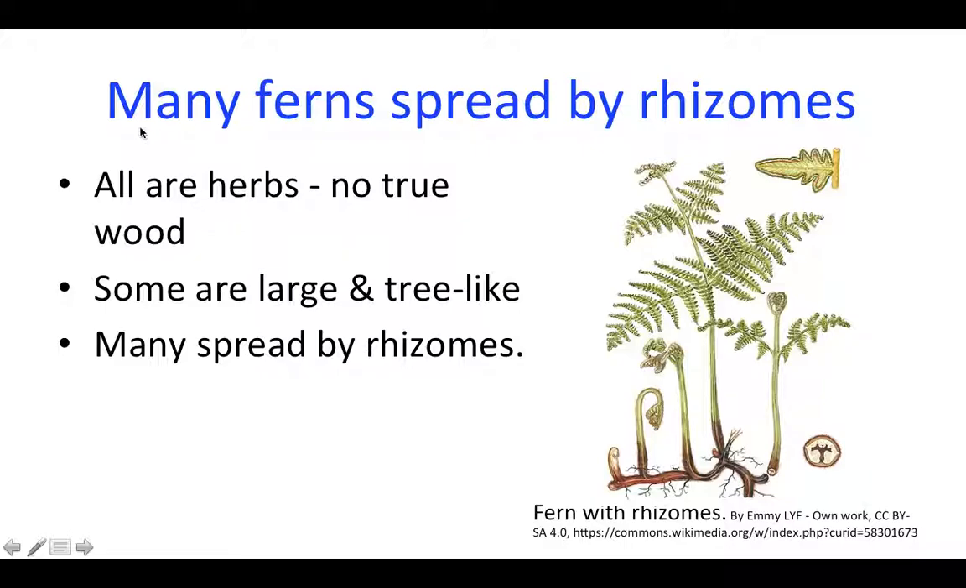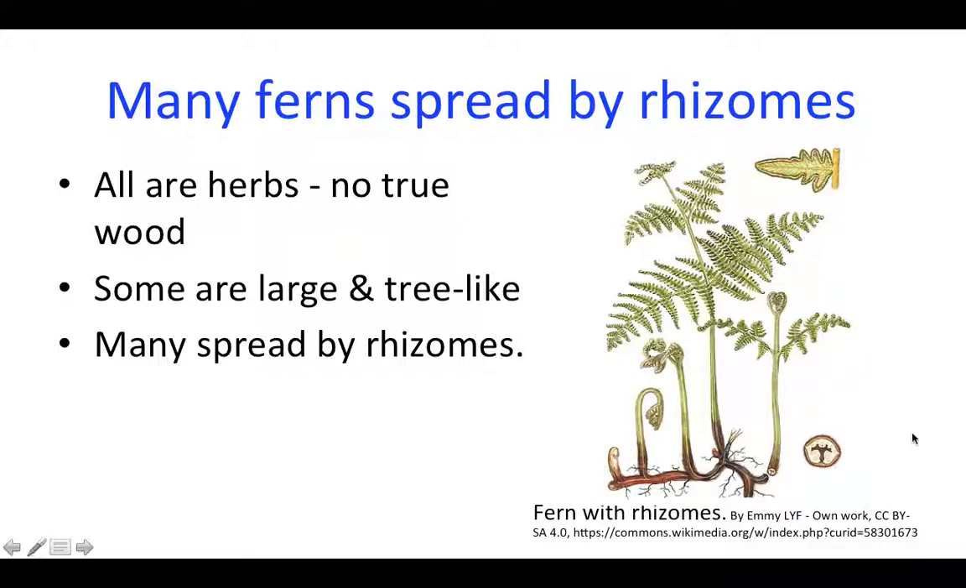To continue on that idea that many ferns spread by rhizomes, I'll first remind you that all ferns are herbs. None of them make true wood, and we've talked about that already, even though many are tree-like. As we said, when they spread by rhizomes, this is what it would look like below ground. This horizontal root-like portion is not actually a root. This is the rhizome, and then these little parts coming off of it are roots. And you can see that at various points along the rhizome, there are vertical stems that come up and new leaves come off of it.